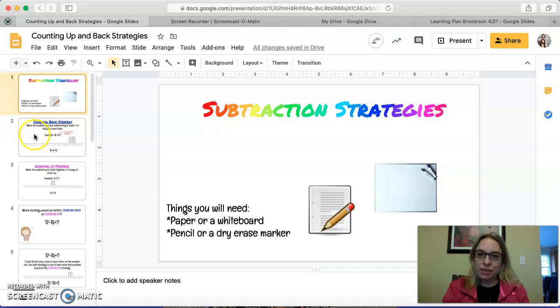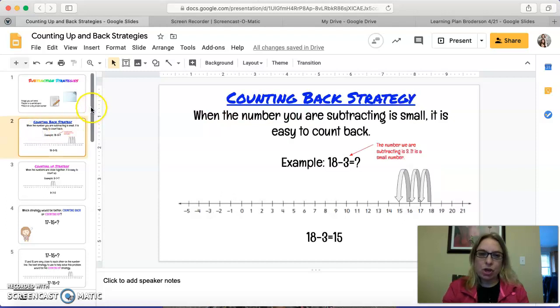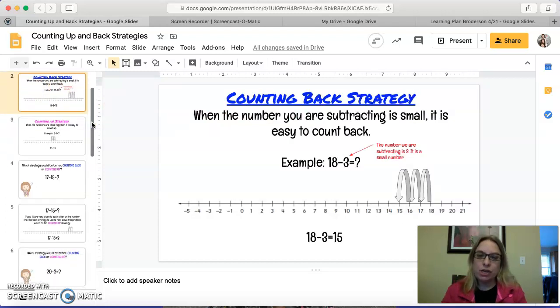Okay, now that you have your materials, we're going to talk about the counting back strategy. When the number you are subtracting is small, it is easy to count back. So 18 minus 3 equals question mark. Well, we're taking 3 away. 3 is a pretty small number, so we can count back. We're going to start at 18 and count back 3. 1, 2, 3. We land on 15. So 18 minus 3 equals 15. That's the counting back strategy.